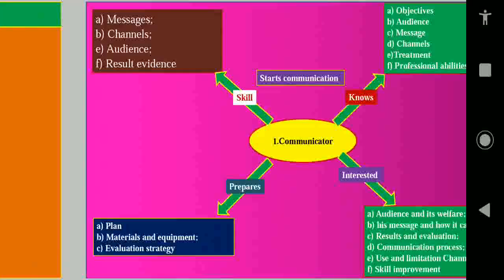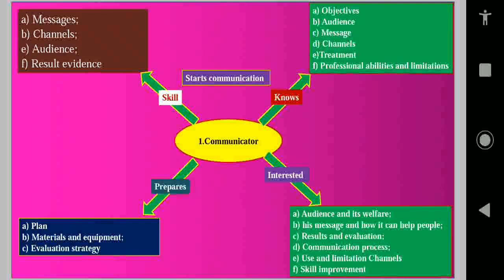Then come to the characteristics. Before characteristics, come to the detail in characteristics of the communicator. Okay, the communicator should have the skill in message. Okay, he should have skill in message. Which type of skill should he have?